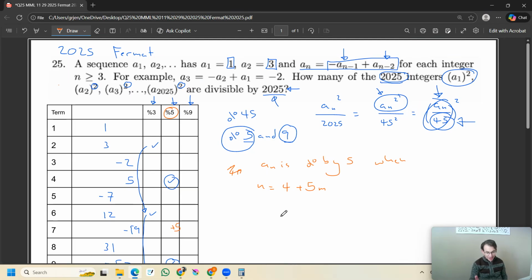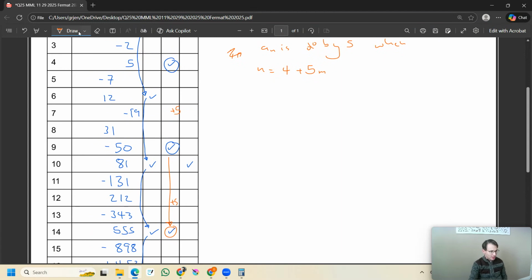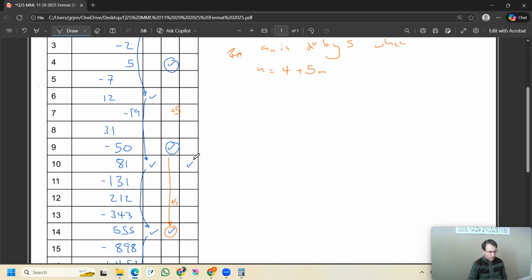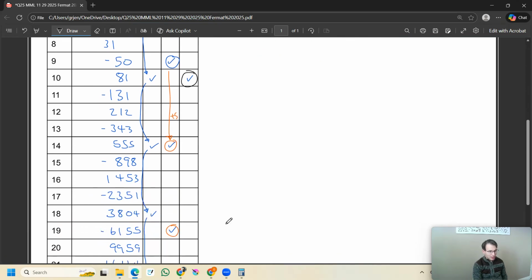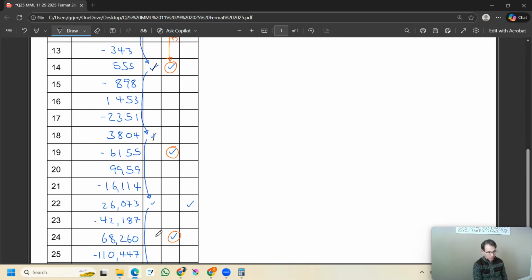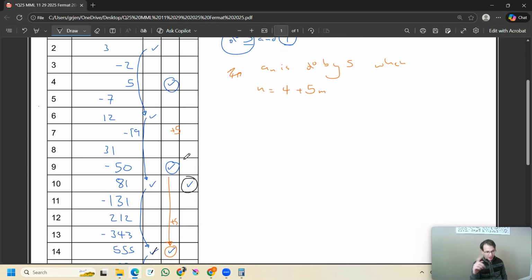Okay, so we're looking for solutions like that. All right, now let's check 9. 9 doesn't show up as often, does it? That's why I really wanted to look at 3 to convince you that these patterns are very reliable. Our first divisible by 9 number was 10. And then we skip over 2 divisible by 3 numbers and get the next divisible by 9 number at 22. So we actually have to add 12 each time to find our next divisible by 9 number.